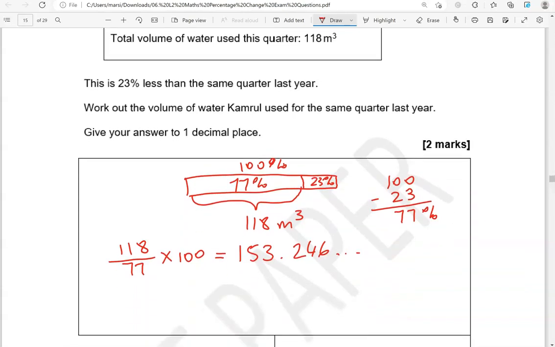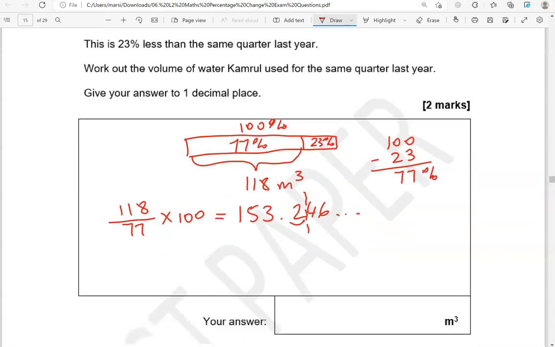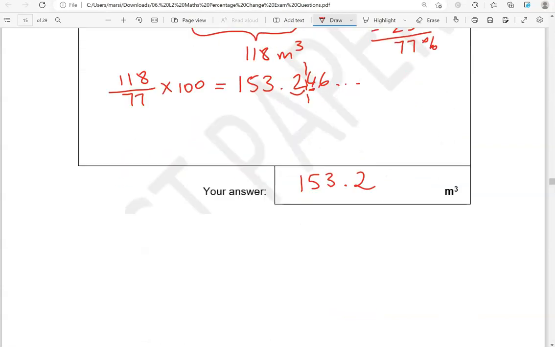So we have to give our answer to one decimal place, so that is one place after the decimal point. Looking at this digit on the right, that's a 4, so we're going to round down, and it's going to be 153.2. Now to check this, what you can do is reduce this by 23%. Work out 23%, take it away, and does that give you 118? And it should.